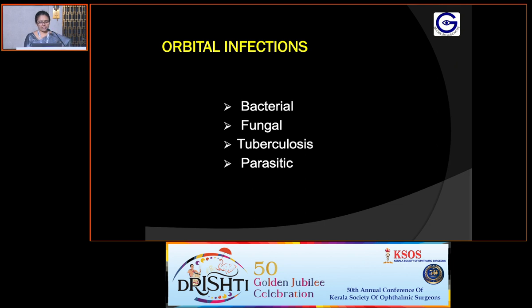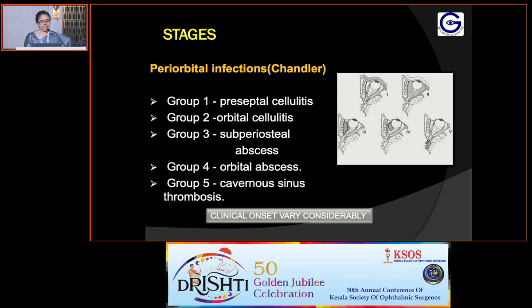So orbital infections can be either bacterial, fungal, tuberculosis, or parasitic. Coming to the stages, group 1 is preseptal cellulitis. This is basically for the postgraduates. Group 2 is orbital cellulitis. Then group 3, subperiosteal abscess. Then group 4 is orbital abscess. And group 5 is cavernous sinus thrombosis.